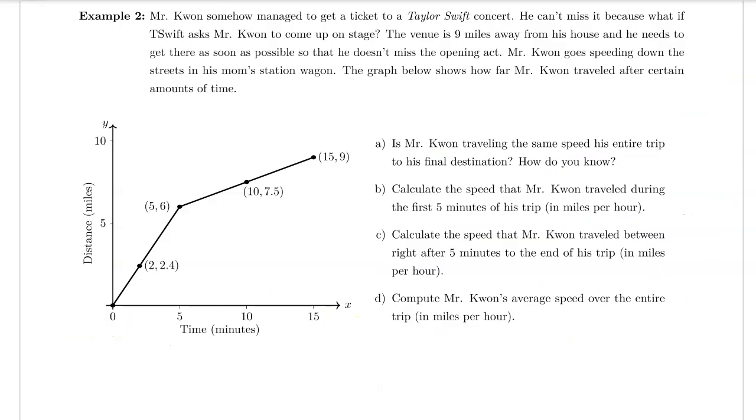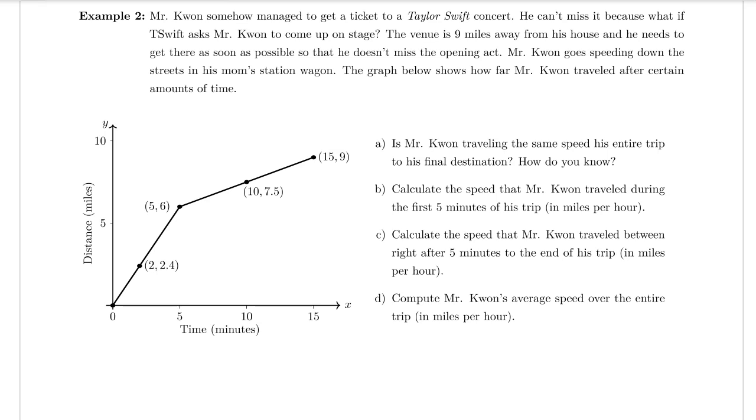Example 2 says, Mr. Kwan somehow managed to get a ticket to a Taylor Swift concert. He can't miss it because what if T Swift asks Mr. Kwan to come up on stage? The venue is 9 miles away from his house, and he needs to get there as soon as possible so that he doesn't miss the opening act.